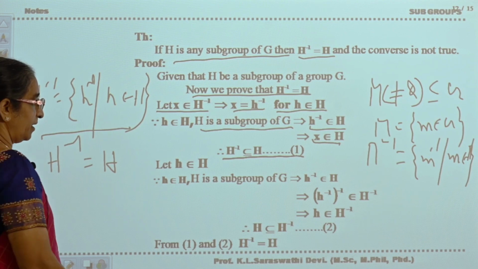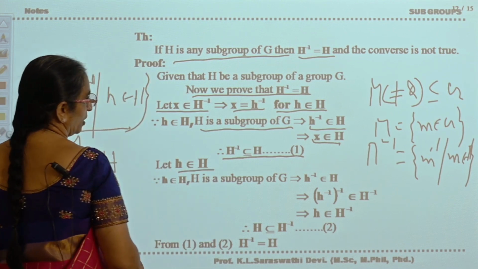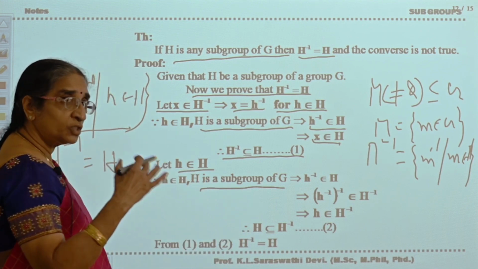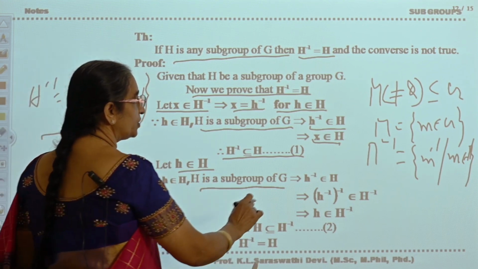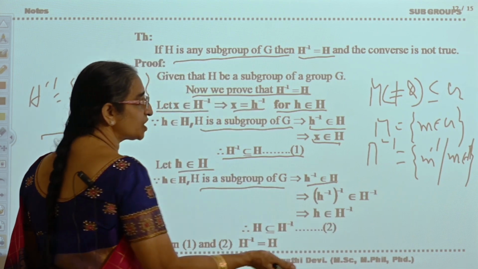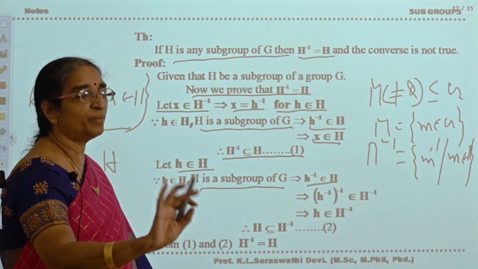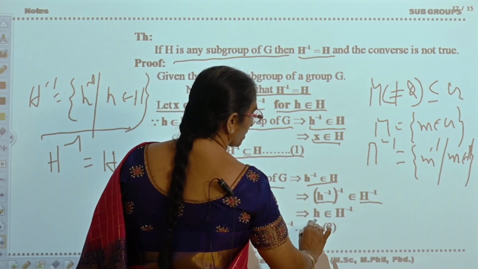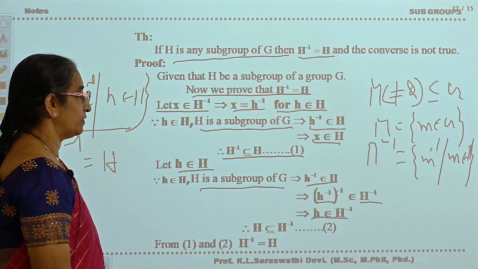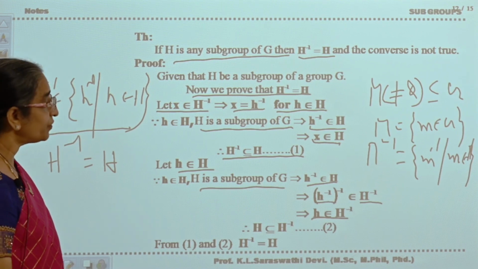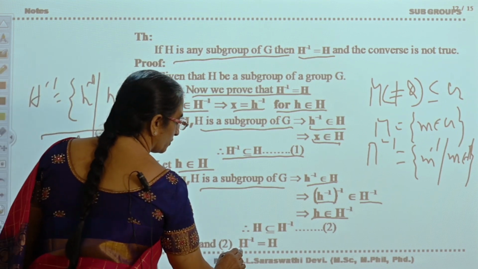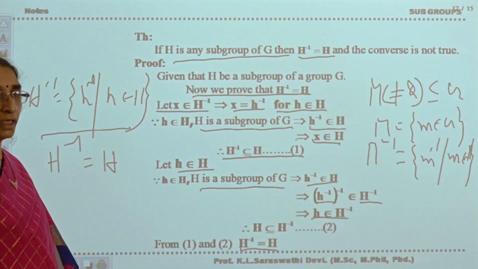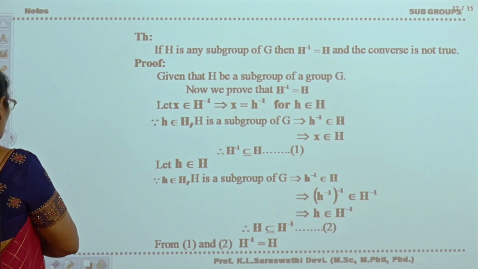Okay. Similarly, take h belongs to H. H is a subgroup of G. The inverse in H and G both are the same. Therefore, h inverse belongs to H. H is a subgroup, so the inverse of that element belongs to H inverse. So h inverse whole inverse belongs to H inverse. Therefore, h belongs to H inverse. H is a subset of H inverse. Therefore, H inverse is equal to H from 1 and 2. Now, is it clear? From 1 and 2, H inverse is equal to H.